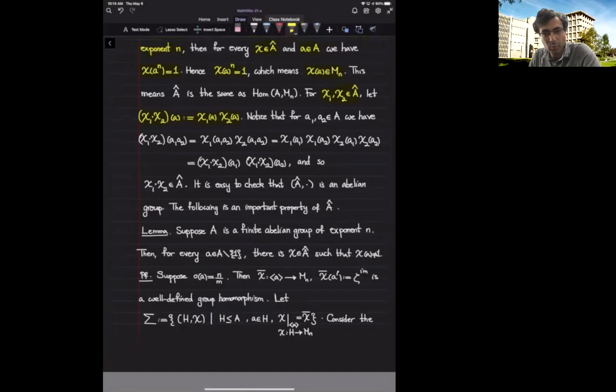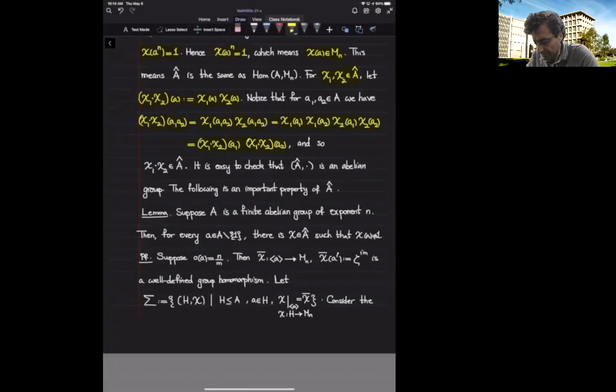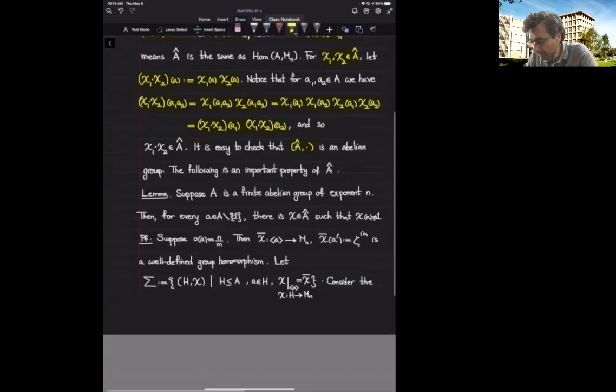Now I need to argue why this is an element inside A hat. This means, why is this a group homomorphism? So I feed it A1 times A2. I open it up, use the fact that chi1 is a group homomorphism, chi2 is a group homomorphism, reorder the terms and deduce that chi1 times chi2 is a group homomorphism. So altogether, we get that A hat with this multiplication is an abelian group, which is called the dual of A.